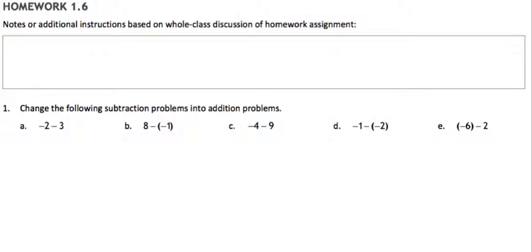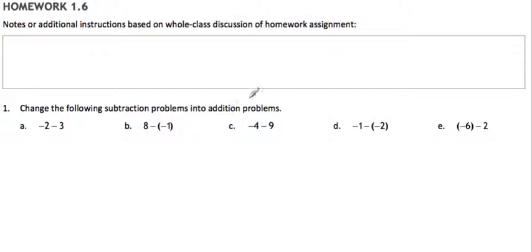Let's do some integer work. Now, this goes back to what we were saying in class before about the automaticity of working with these integers. So this whole homework assignment is designed as a review to help you become more automatic when dealing with integers, particularly those which are negative, especially when adding and subtracting.